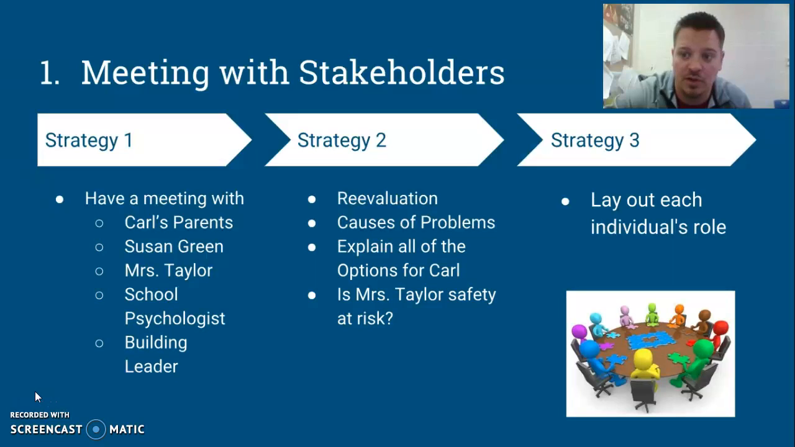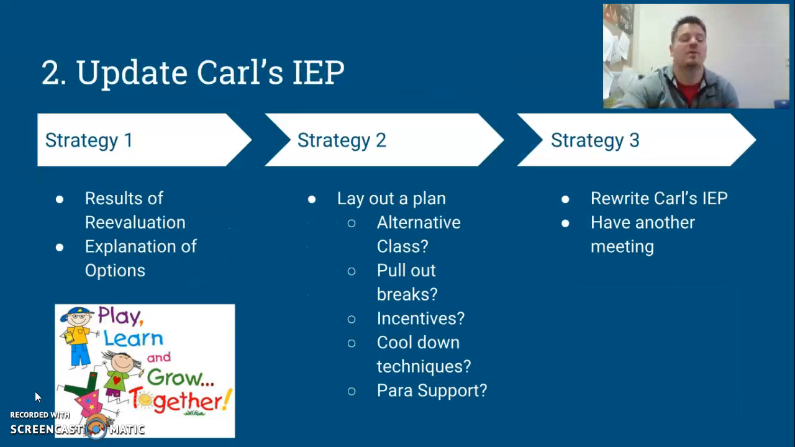What can his parents do at home to help Carl, things like that. And then the next would be to update his IEP. It'd be for Ms. Susan Green to take everything that was talked about in the meeting and put all that stuff into work, and then lay out the plan.